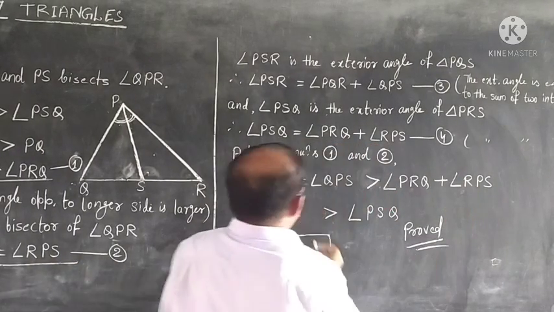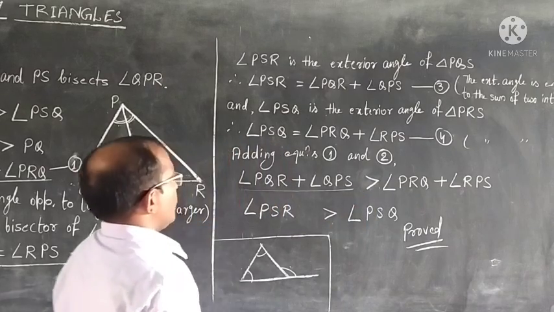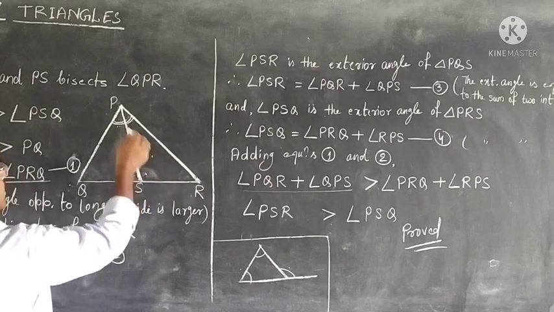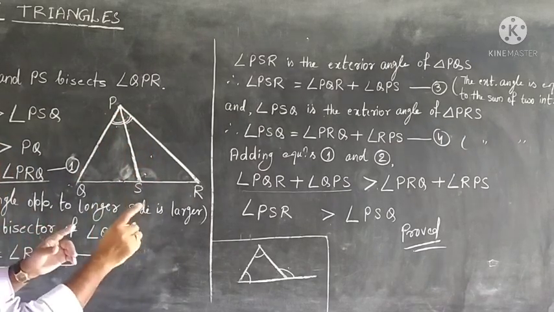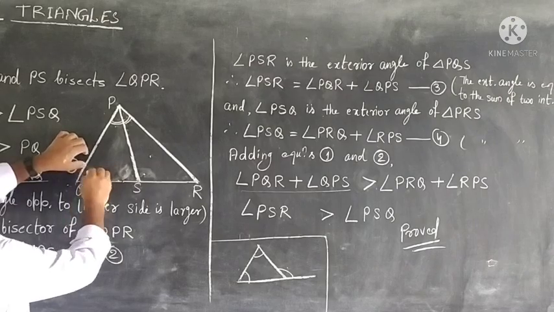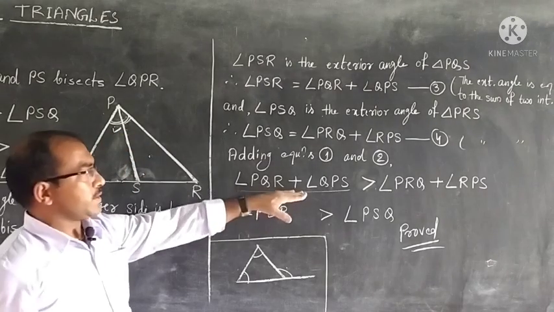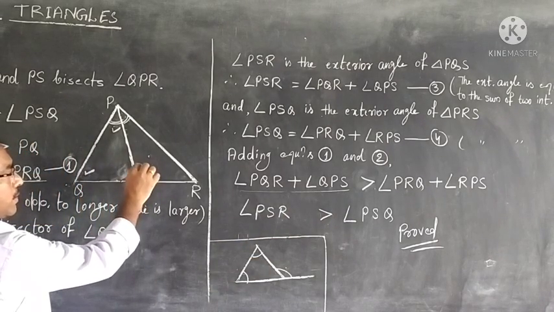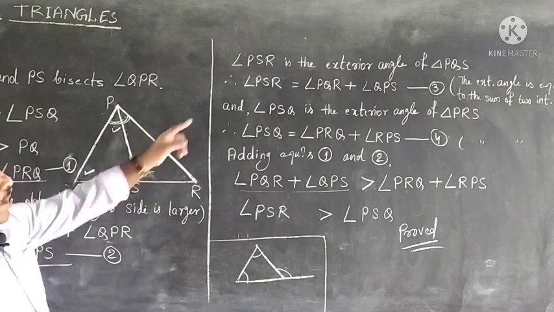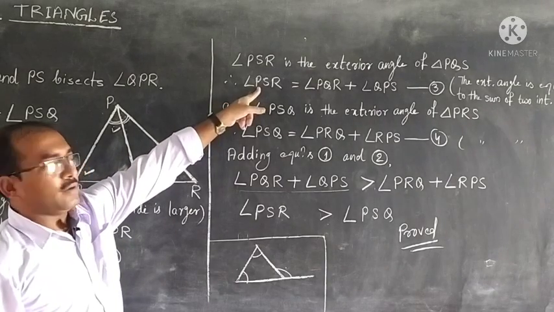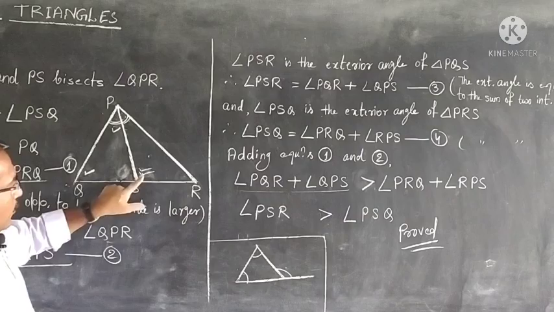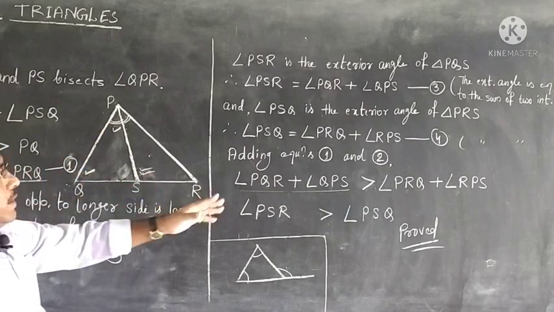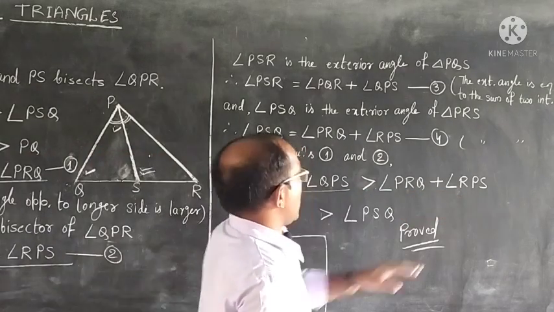Now you see PQR plus QPS, where are those two angles? This step we need to understand. We are talking about these two angles here in the LHS, PQR and QPS. That is equal to which angle? This exterior angle, we have shown it here, PSR. I hope it is clear. The exterior angle is equal to the sum of the two interior opposite angles. And then on the other side, PRQ and RPS.